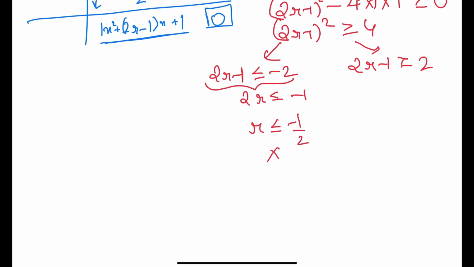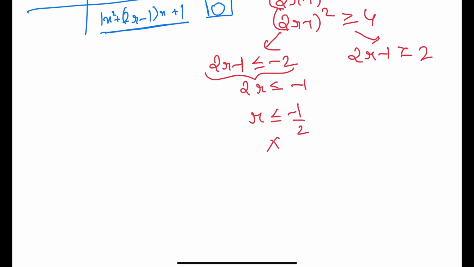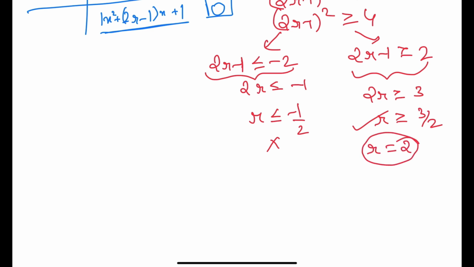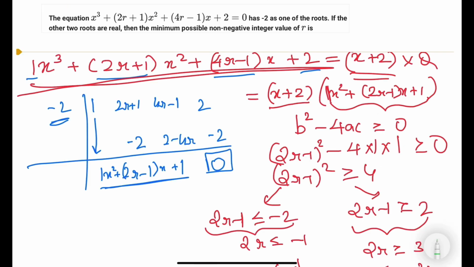That's not happening because the question wants the minimum non-negative value of r. So this has to be ruled out. Next, the second possibility is 2r minus 1 is greater than or equal to 2. So 2r is greater than or equal to 3, adding 1 to both sides. We get r is greater than or equal to 3 by 2, or 1.5. Yes, this would work for us. If r is greater than or equal to 3 by 2, the least non-negative integral value r can take is 2. And that's the answer to our question. The minimum possible non-negative integer value of r here is equal to 2.